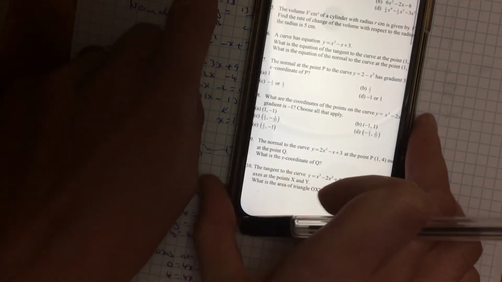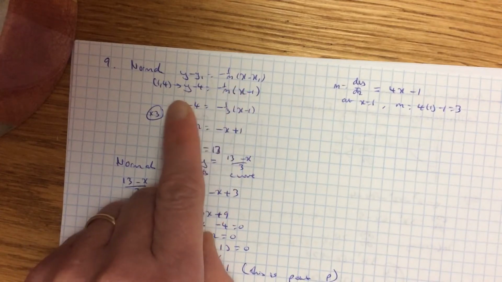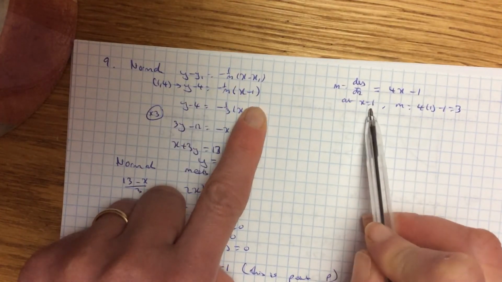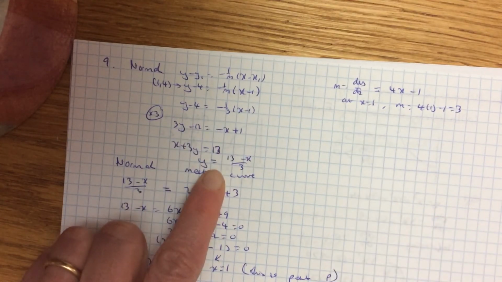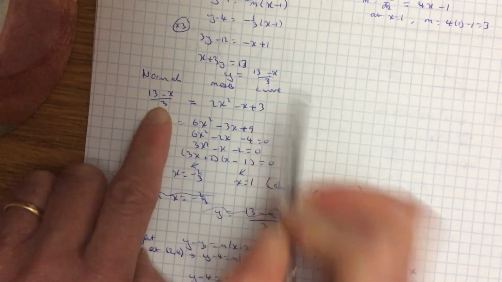The normal to the curve. So first of all, work out the normal to the curve. Put in your x and y, do your dy by dx over the side, put in your x. So you've got the normal to the curve. And it says it meets the curve again. So here's your normal and here's your curve.